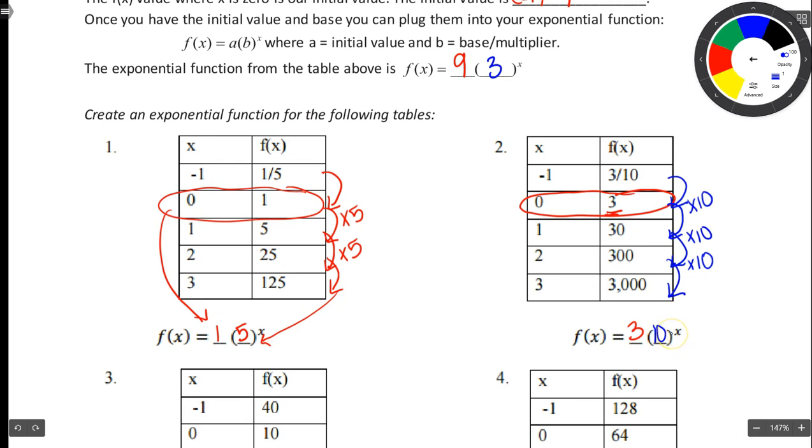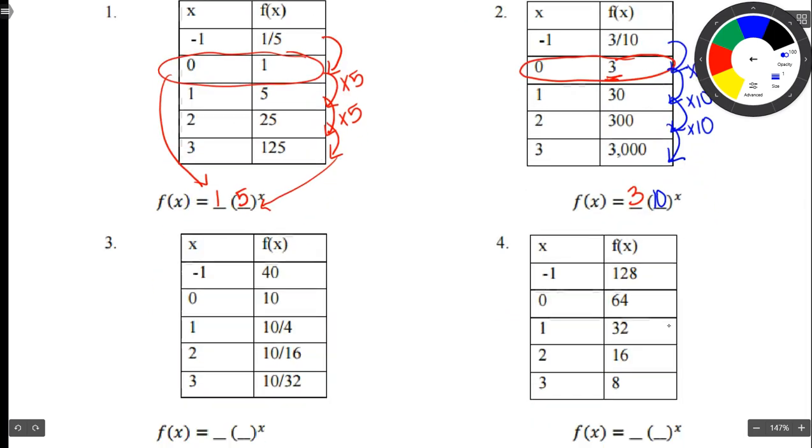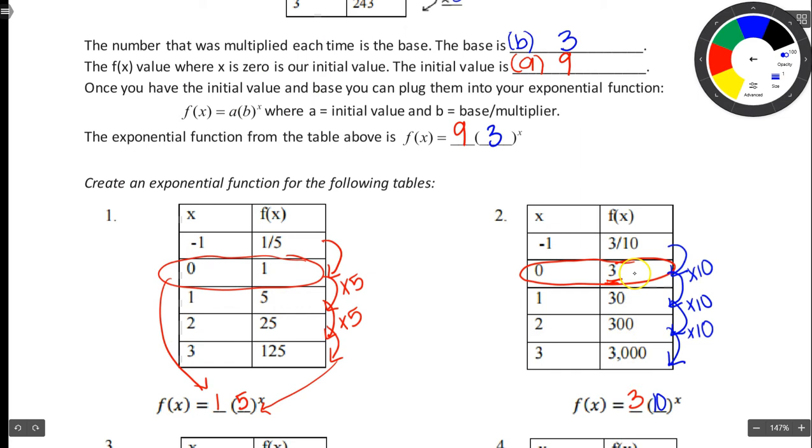The exponent is up at the top right-hand corner. It's not next to it. If this was not obvious to you, if you didn't see that it goes up by 10, there is a very effective way to see what your multiplier is. This is going to be really helpful for something like Khan Academy, where it's not always obvious. You always do the next term divided by the previous term.